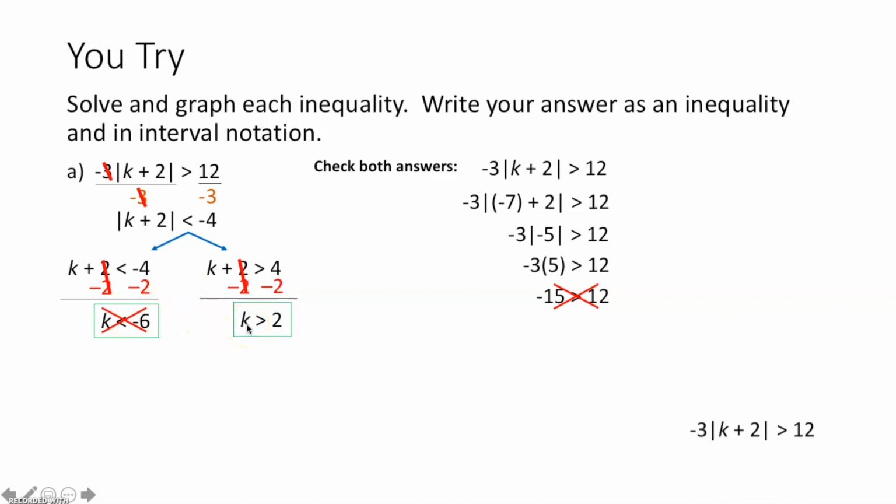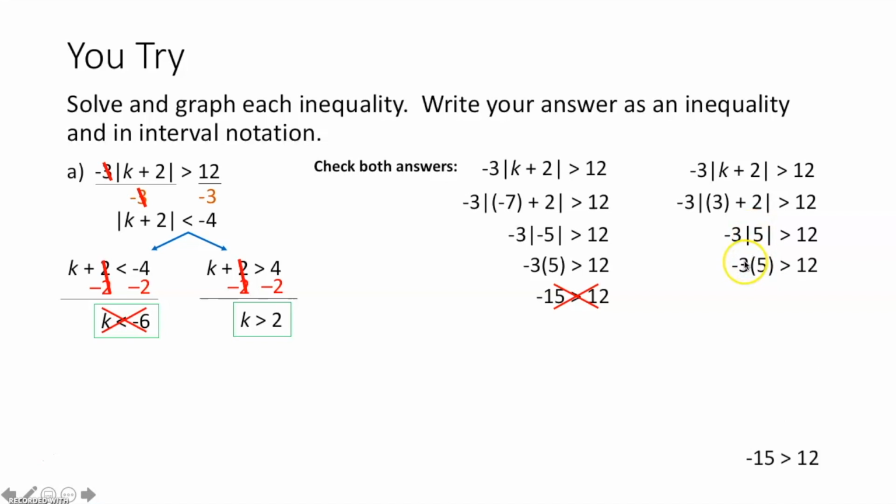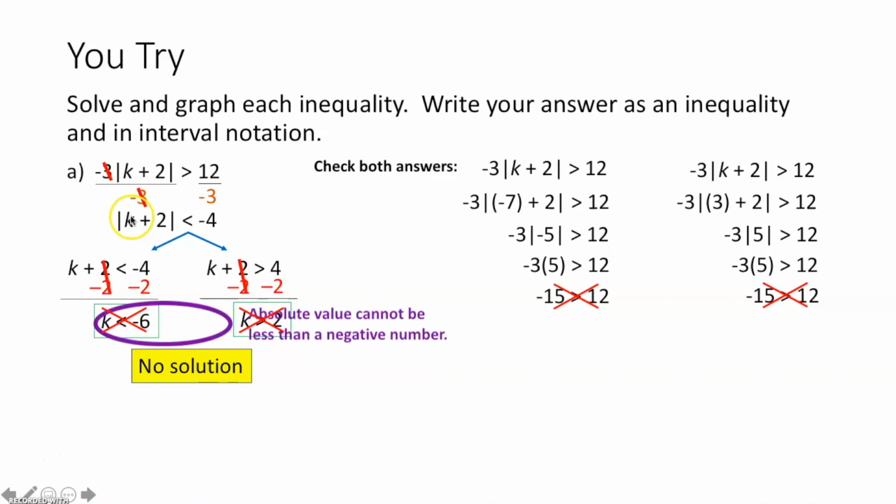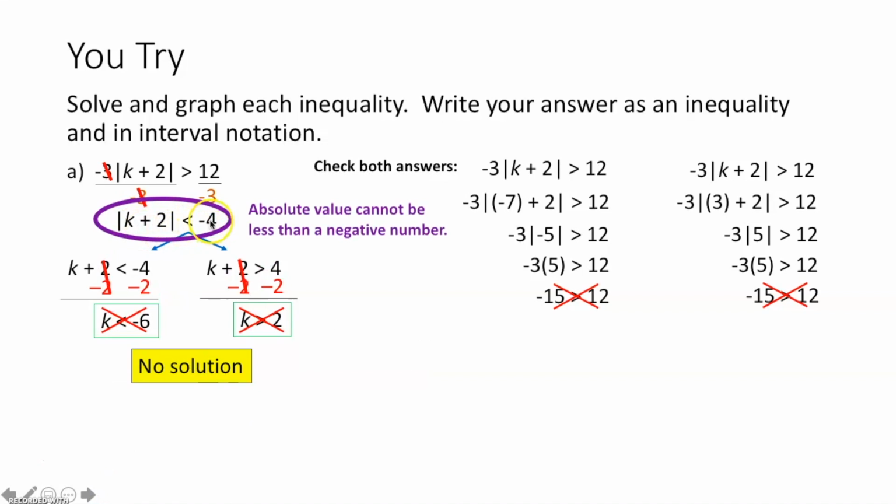How about over here? A k value greater than 2? Let's say 3. I'm going to plug in 3 to my original inequality. 3 plus 2 gives me 5. Absolute value of 5 is 5. 5 times negative 3 is negative 15. Is negative 15 greater than 12? No, it is not. Therefore, this is not an answer either. And you could have seen that right here, where you had absolute value less than a negative number. Because of this, you write your answer as no solution.